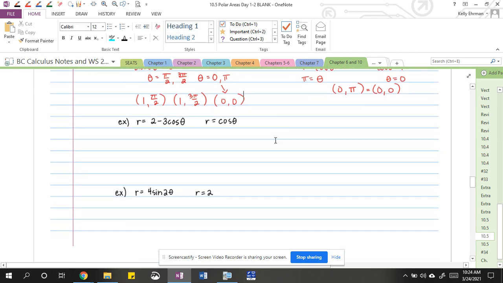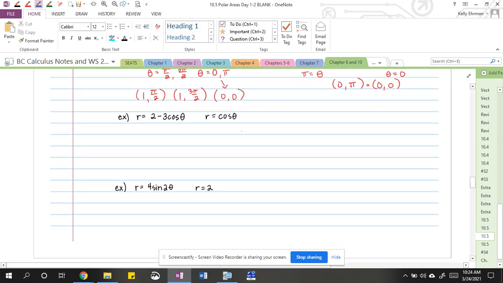Okay. Second example. Set these two equal to each other. 2 minus 3 cosine theta equals cosine theta. I'm going to add 3 cosine theta to the right side. So 2 equals 4 cosine theta. 1/2 equals cosine theta. That means that theta will have to be, let's see, in quadrant 1, cosine is 1/2 when we're at pi over 3. And in quadrant 4, 5 pi over 3.